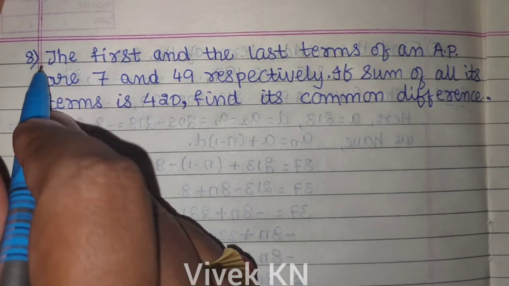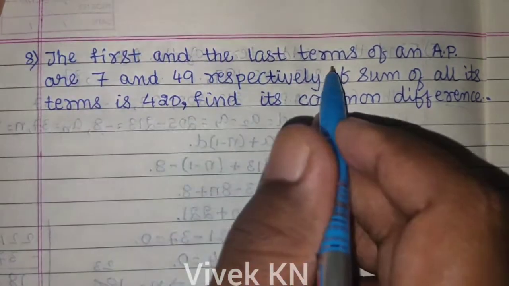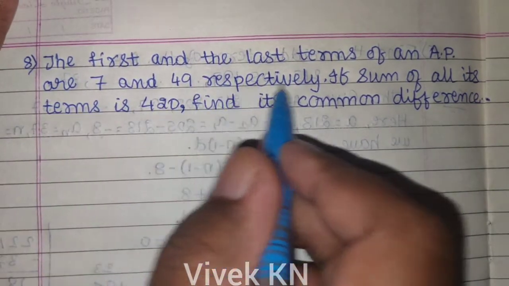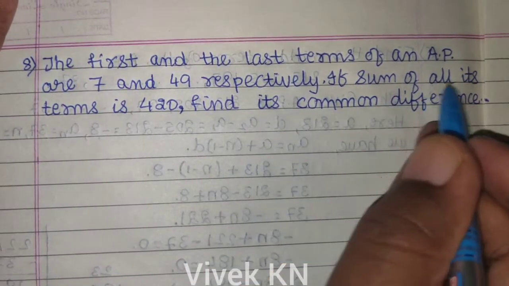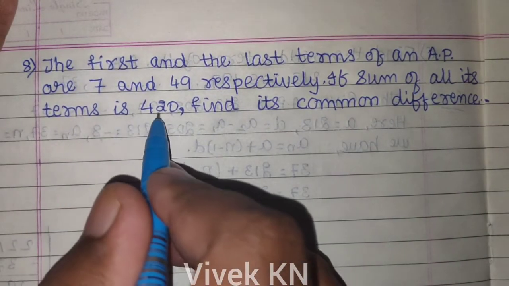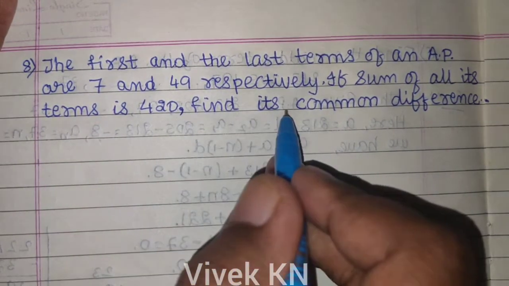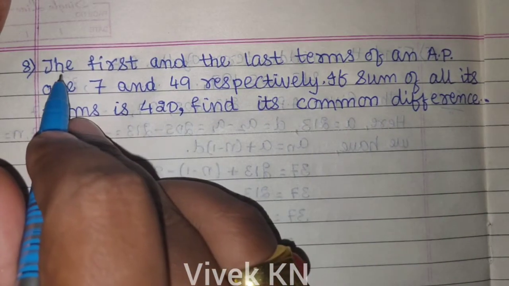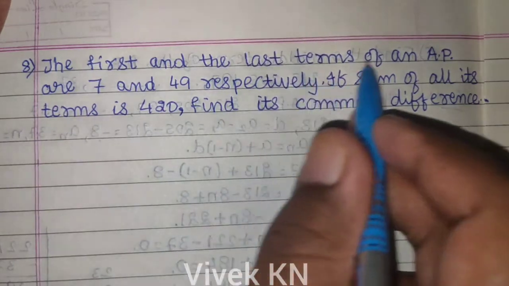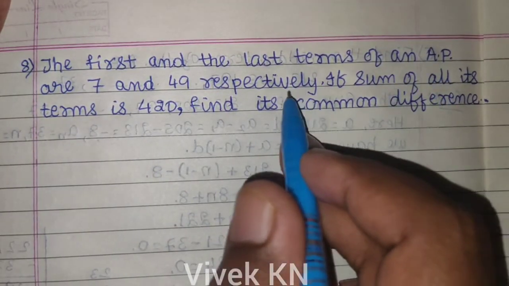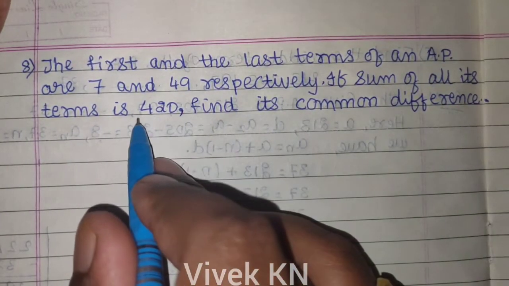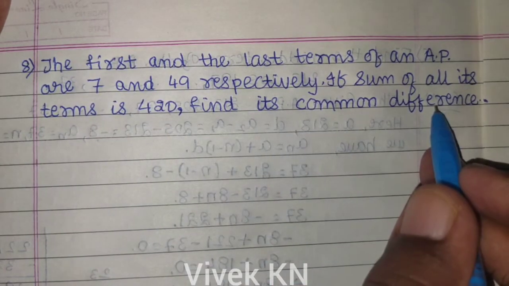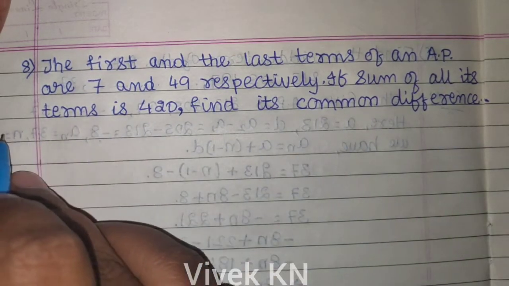Eighth question. The first and the last terms of an arithmetic progression are 7 and 49 respectively. If sum of all its terms is 420, find its common difference. Here in this question, they have given the first and the last terms of an arithmetic progression and also the value of Sn, that is 420. Now we have to find the common difference. So let's solve this problem.